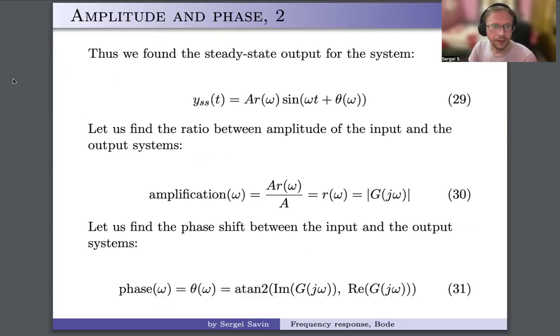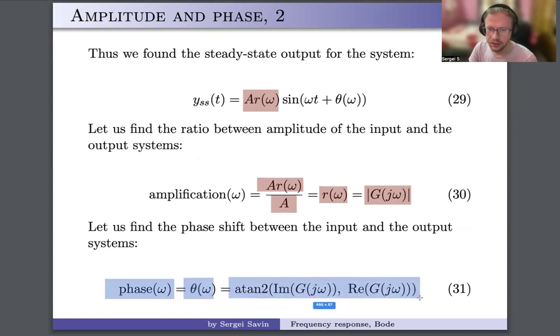So if we care about amplification of sine signals, the amplification is the ratio of this amplitude to the original amplitude. It's just R of omega, which is just the absolute value of the transfer function. If we care about phase shift, it's just theta of omega, this arctangent here.